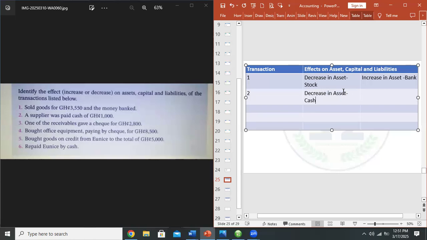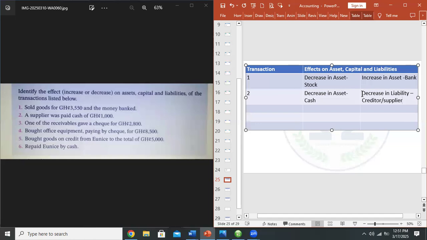Then what is the corresponding effect? We are paying a supplier. Who is a supplier? Someone who gave us goods and we didn't pay. So we owe the person and we are now making the settlement. So if we owe that person, then that was a liability. And now that we are paying the person, the liability is going to decrease. So decrease in liability. Supplier, or better, you can put a creditor, right? So creditor or supplier, whichever you use is accurate.